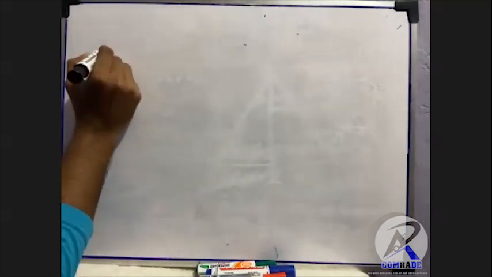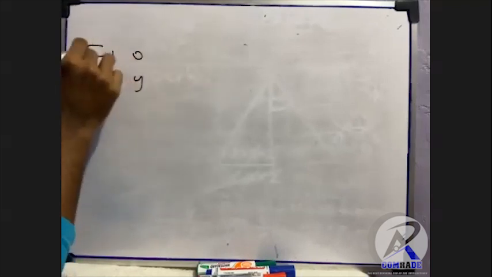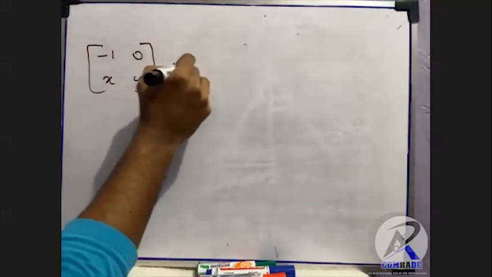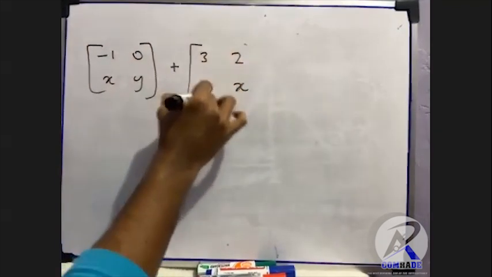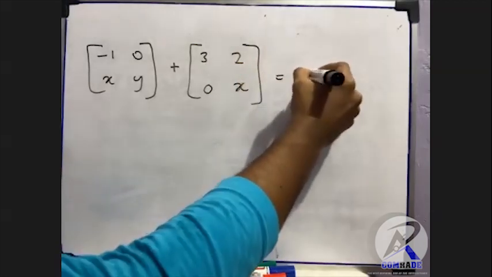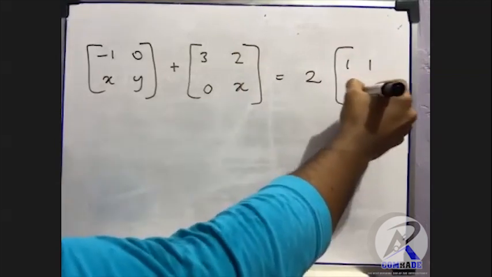Right, okay, students. So we have to discuss today's session from the 21st question, right? Okay, so the 21st question is, given that it's a matrix, right? So it's like this: minus 1, 0, x, y, and plus 3, 2, 0, x, and it's equal to 2, 1, 1, 2, 6.